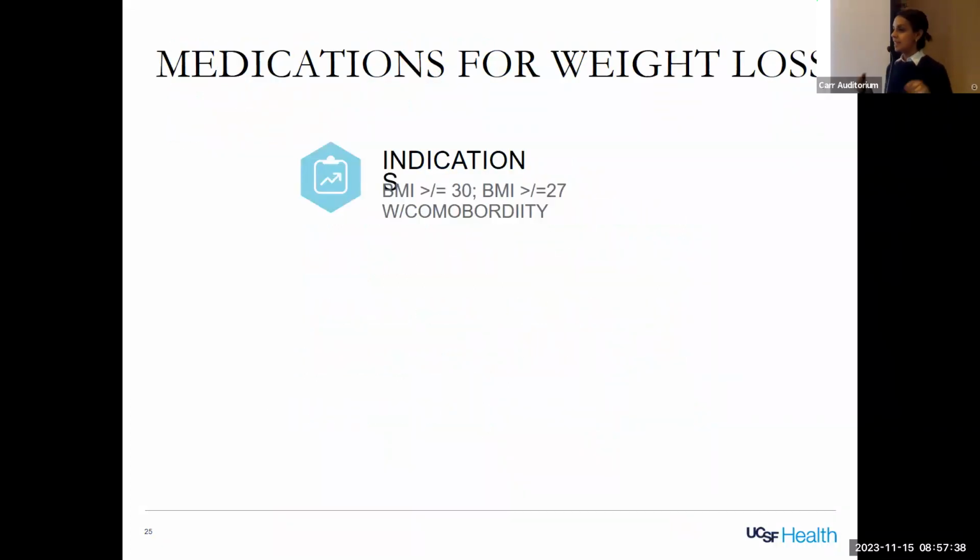So before we get into the nitty-gritty, let's just zoom out and think about what are the main things that you should know when you're deciding whether or not to start a medication. Medications are indicated for individuals with a BMI greater than or equal to 30, or a BMI greater than or equal to 27 with a comorbidity associated with excess weight.